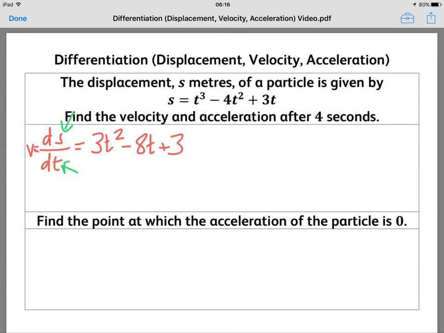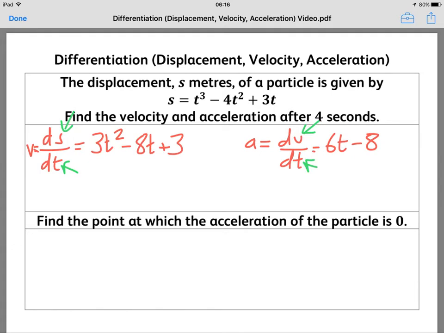Now acceleration is dv/dt. So you just differentiate what you've just got by differentiating the displacement. So differentiate 3t squared, we get 6t minus 8, and there you go. If you think about it again, the acceleration is the change in velocity over the change in time.